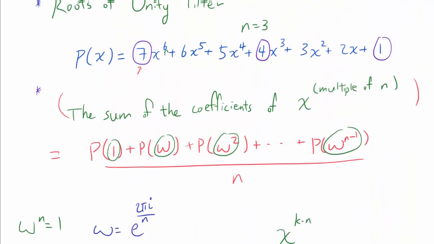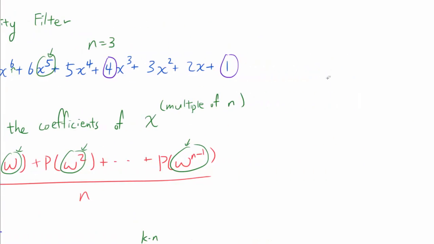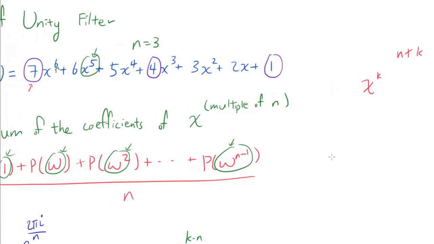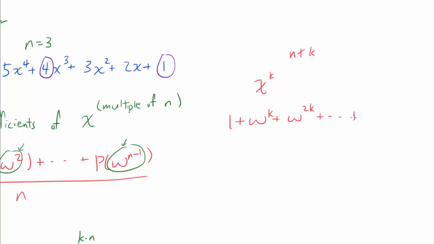But what's perhaps more interesting is what happens if we plug all of these numbers into x to some power that's not a multiple of n. So what happens if we look at x to the k, where n does not divide k? Well, if we plug in all of these numbers into x, in that case, we are going to get 1 plus omega to the k plus omega to the 2k, all the way to omega to the n minus 1 times k.